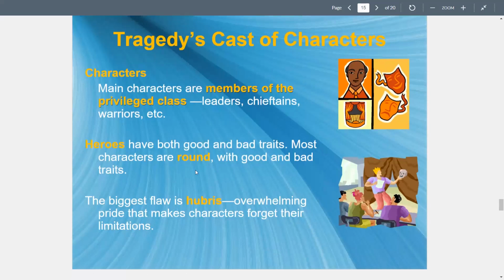In tragedy, the main characters are usually members of the privileged class, leaders, chieftains, warriors. A lot of times warriors were leaders, so often go hand in hand. And heroes have both good and bad traits. Most characters are round like that in the fact that they're well developed. The biggest flaw or bad trait that these heroes have is hubris, which is overwhelming pride that makes characters forget their limitations. Obviously, like I said, if you couldn't see it from Agamemnon from my description of him, that his biggest flaw. Oedipus has hubris as well.